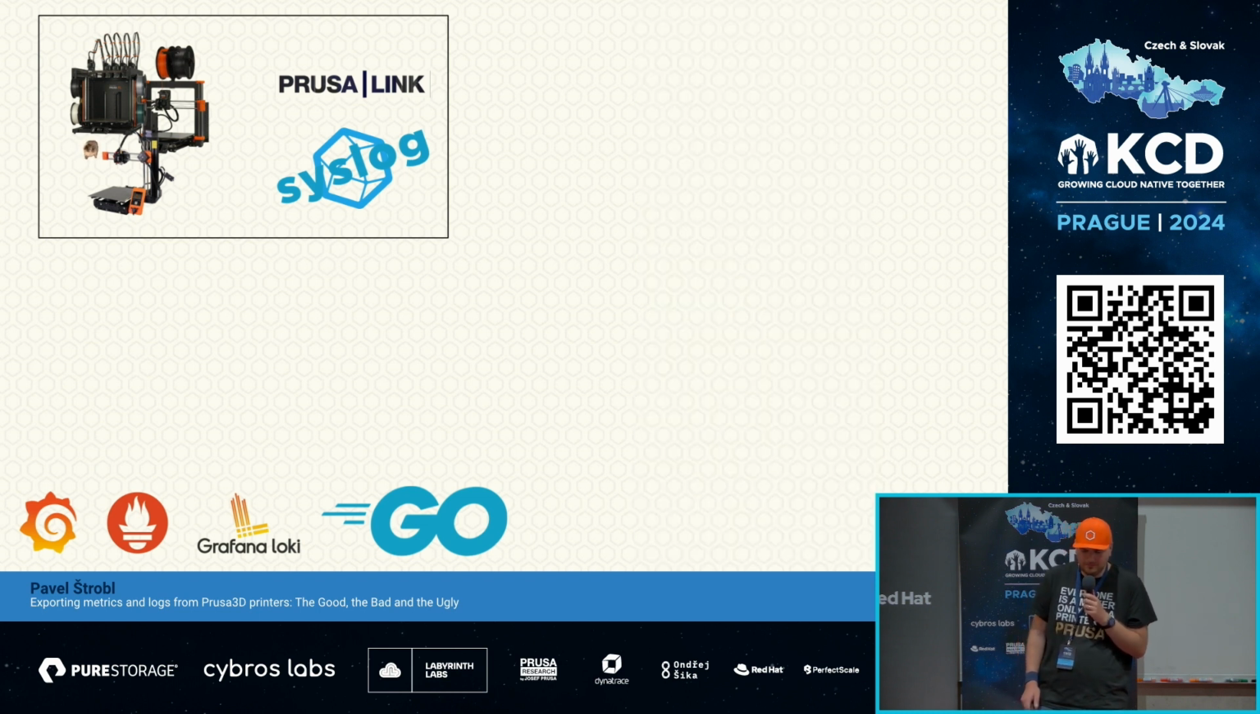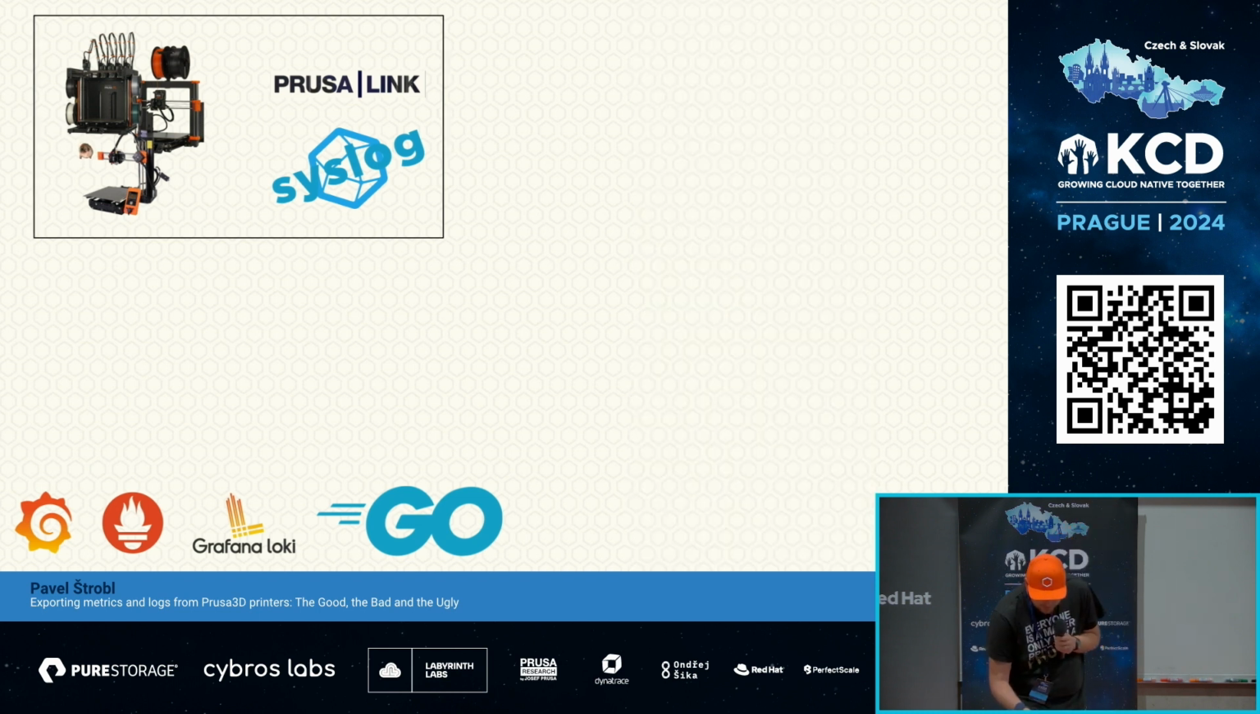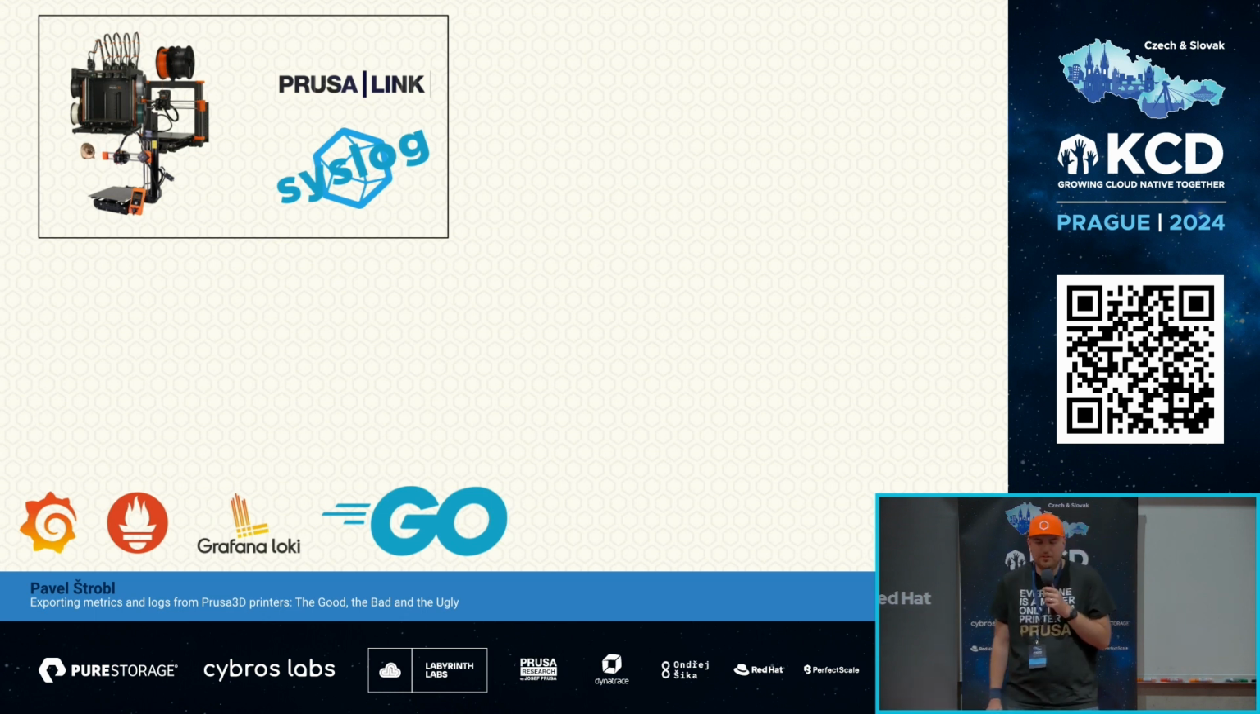Okay. And I need to switch, yes. I started with Prusa Link metrics. Those are available via REST API in JSON format, pretty normal, and that's fine. I can work with that. And for now, leaving the syslog metrics for later.